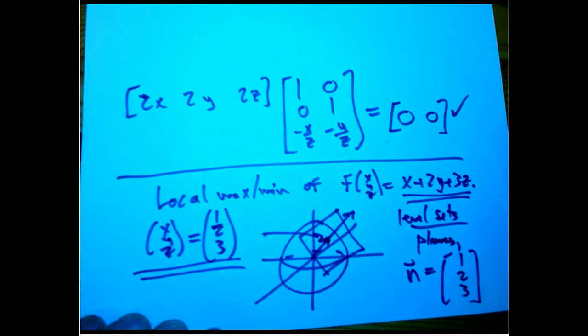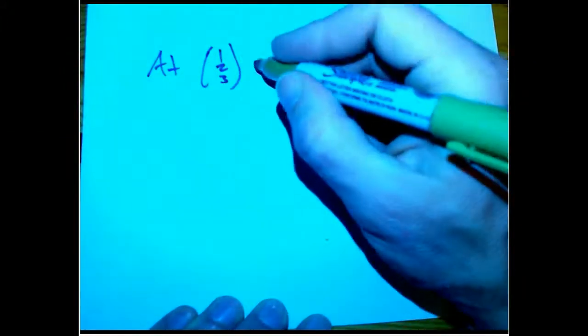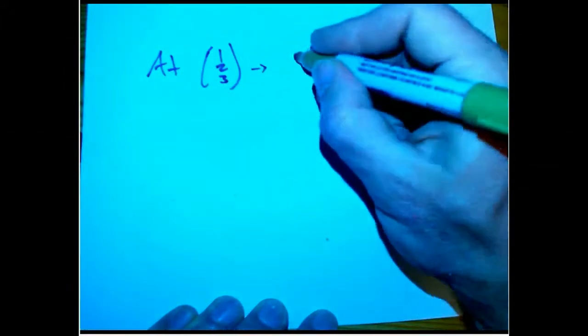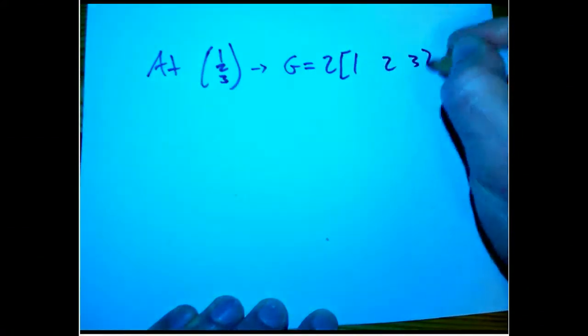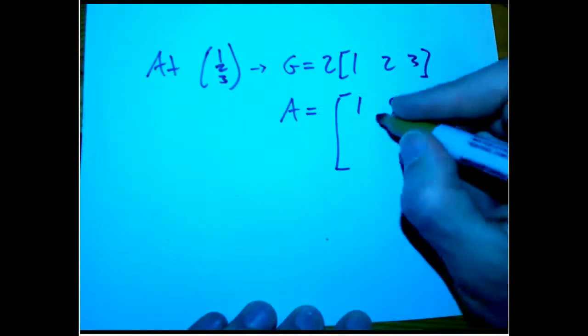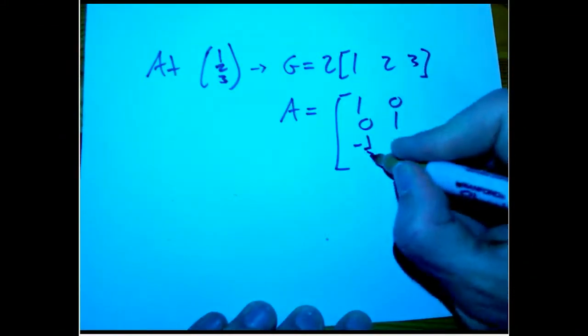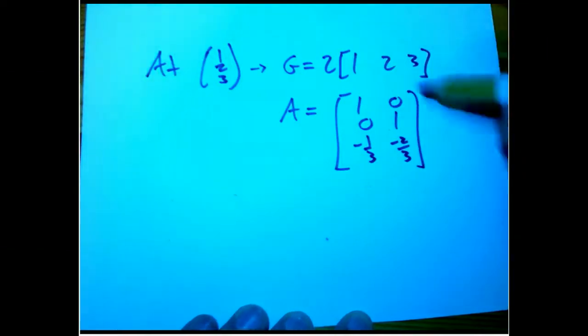Okay, so let's look at this. At that point, this is a little fake because I know the answer ahead of time, but you don't start out with the hardest problem. At 1, 2, 3, what is the G matrix? It's just 2 as an overall factor times 1, 2, 3 as a row vector. A, let's write it out. It's always this stuff, and minus 1/3, minus 2/3. And of course we checked that this matrix times this guy is 0.